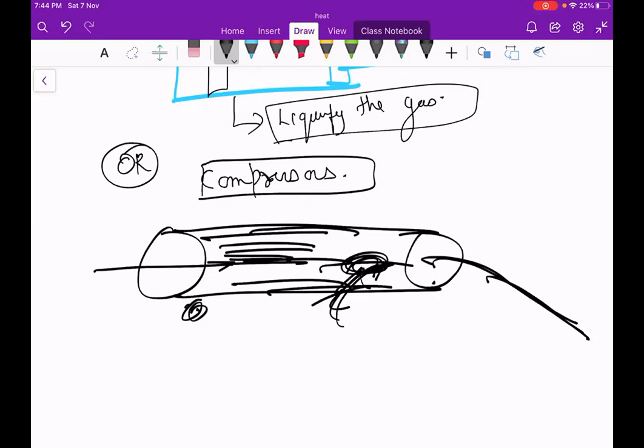So you can't use gas directly in the positive displacement pump, because gases are compressible. Once it is compressed, how will it move? That is why first we have to liquefy the gases, convert them into liquid, and then we can move that.